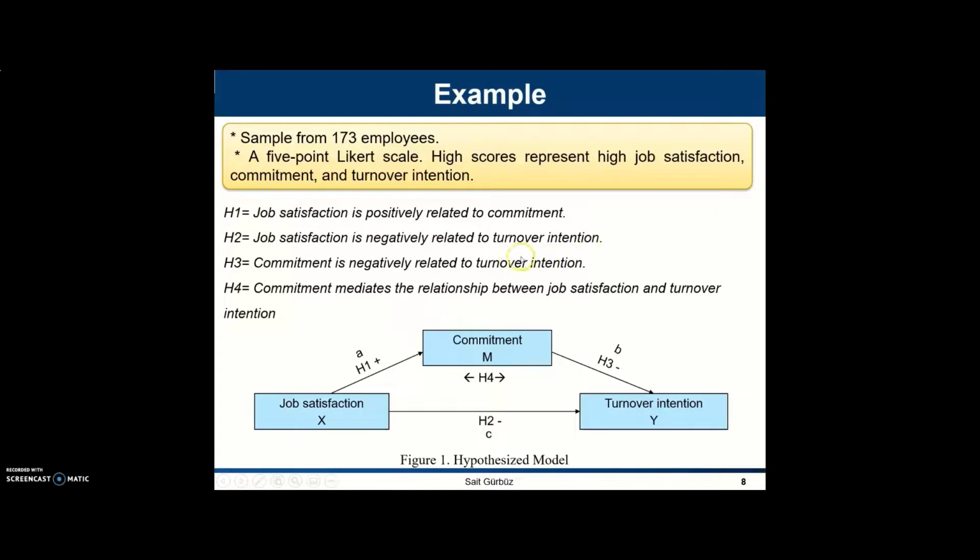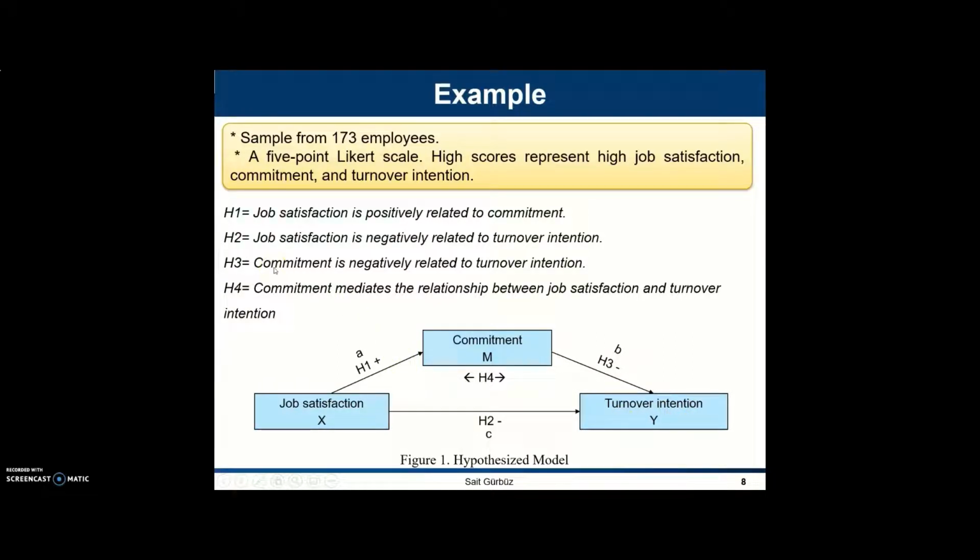And for the example, I have this data set and this model. As you can see, my sample comes from 173 employees. Let's say we use 5-point Likert scales, and as you can see, we have this mediation model. Job satisfaction is the independent variable, commitment is the mediator, and turnover intention is our outcome or dependent variable.